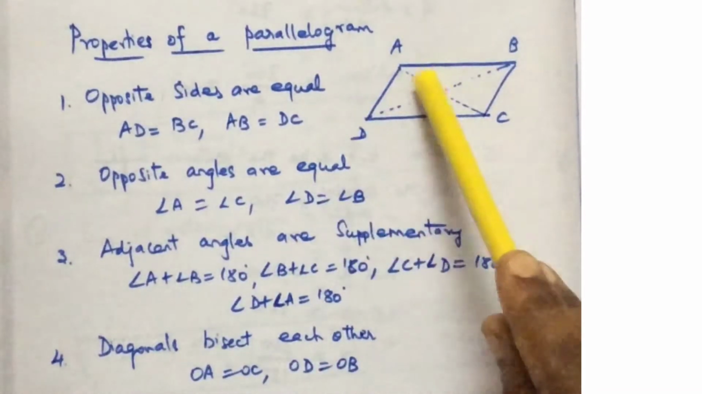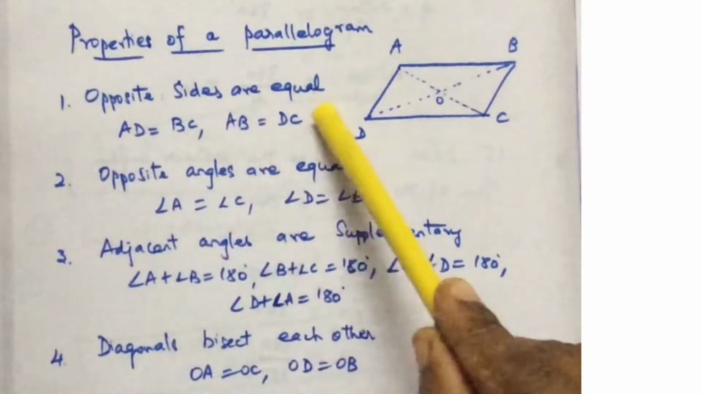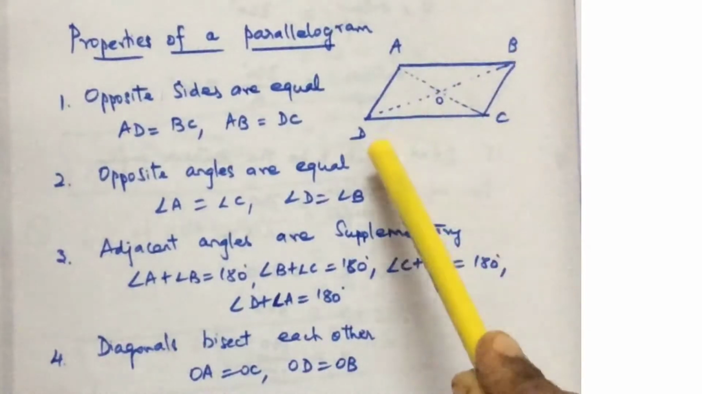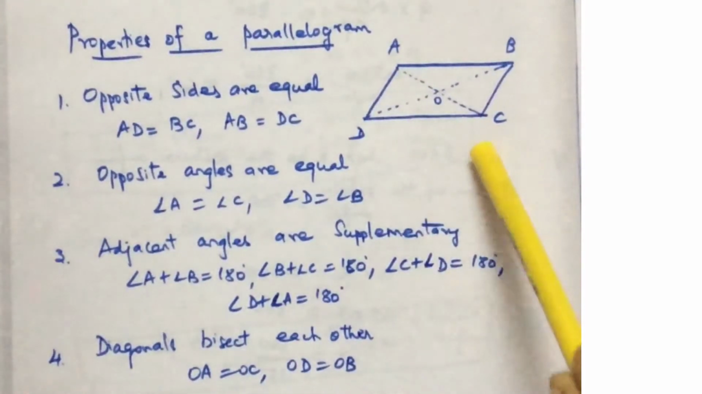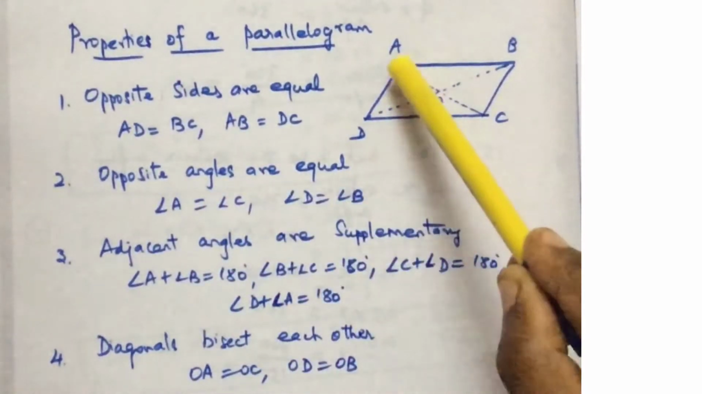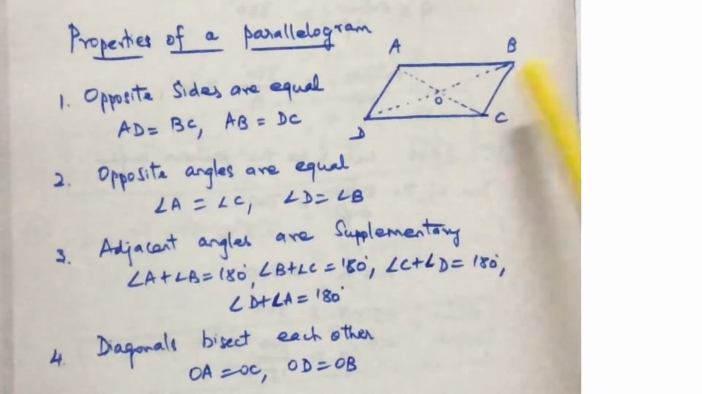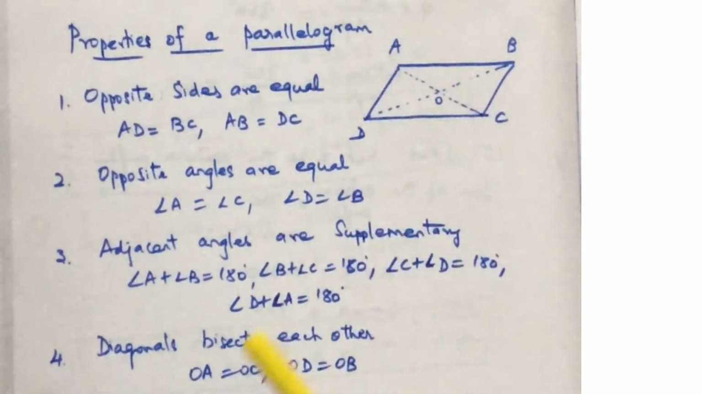Take a parallelogram ABCD. The first property says opposite sides are equal, which means AB is equal to DC and AD is equal to BC. Second, opposite angles are equal, which means angle A is equal to angle C and angle B is equal to angle D.